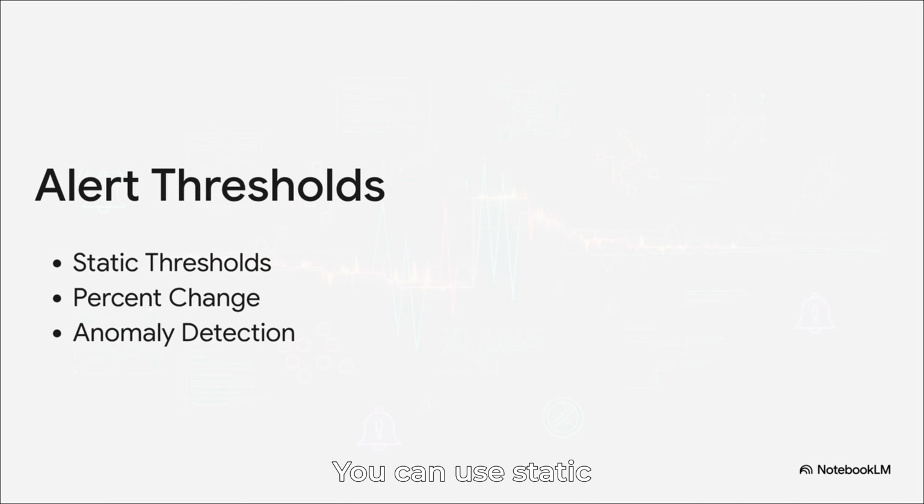You can use static thresholds, like alerting if P95 exceeds 800 milliseconds. You can set a percent change alert, which fires if latency suddenly jumps 20% from the previous hour, or you can use anomaly detection, where Sentry dynamically figures out if values are falling outside of historical norms.